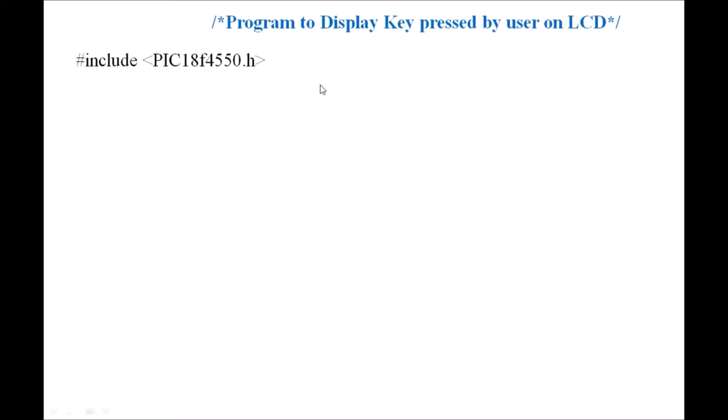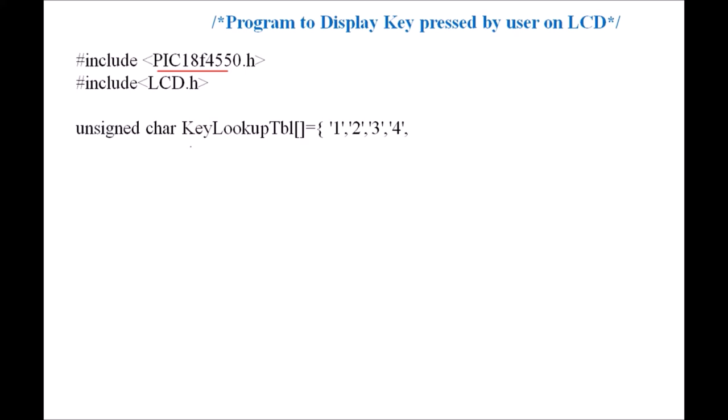In the embedded C program, first we have to include the PIC header file. Depending upon which PIC microcontroller you are using, you can include the header file here. Then the LCD functions we are going to use in this program, which are written in the lcd.h file, that file we'll also include here. Key numbers we are going to store in an array. Here, unsigned char key lookup table, this name is given to this array, and we are declaring it here. As per the numbers you want to assign to keys, you can store them in this lookup table. The first key is number 1, then next is 2, 3, 4, like that. These keys are stored in this lookup table.